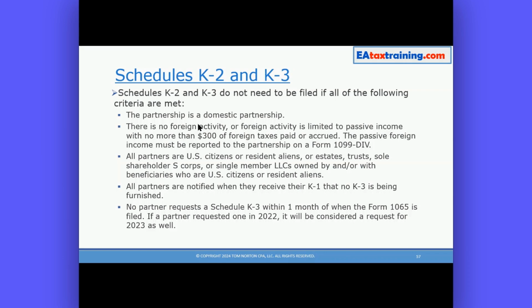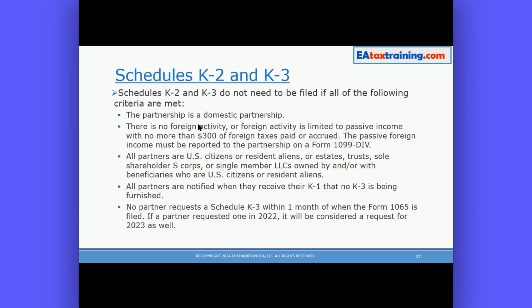So in other words, you have to tell them, hey, we don't need to file a Schedule K2 or K3, so you're not going to get a Schedule K3. And then also, if no partner requests a Schedule K3 within 1 month of when the Form 1065 is filed. So if you don't file the K2, K3, and one of your partners says, hey, you sent me the K1 and you said you weren't going to send me a K3, but I need one. I need a K3. Then you are going to have to go back and file a K2 and K3.